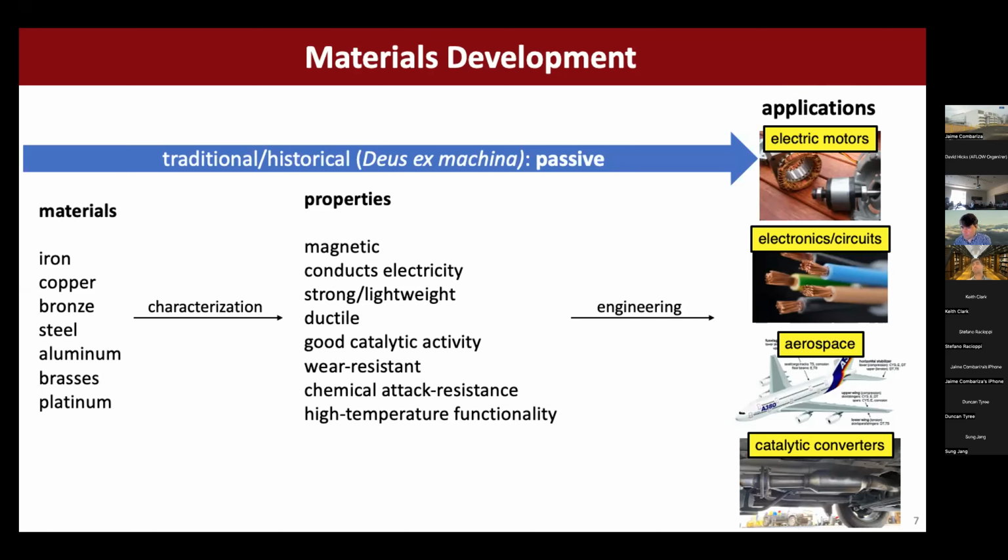We start off with a set of materials that are generally naturally occurring, materials that exist in nature, and we can take them and characterize them for their properties. Iron is magnetic, copper conducts electricity, and we can analyze them for mechanical properties, catalytic properties, and so on and so forth. Based on that set of properties, we can engineer them into a set of applications, right? So electric motors, if it's magnetic, electronic circuits, if it conducts electricity, and so on.